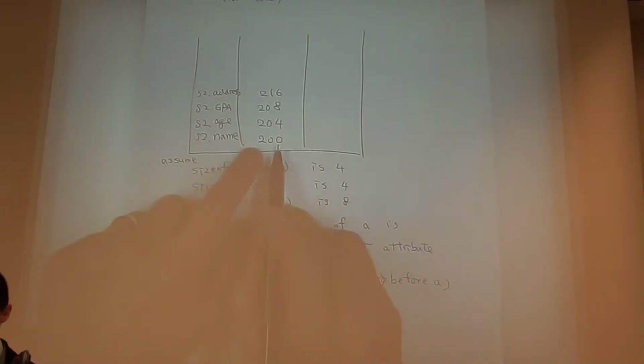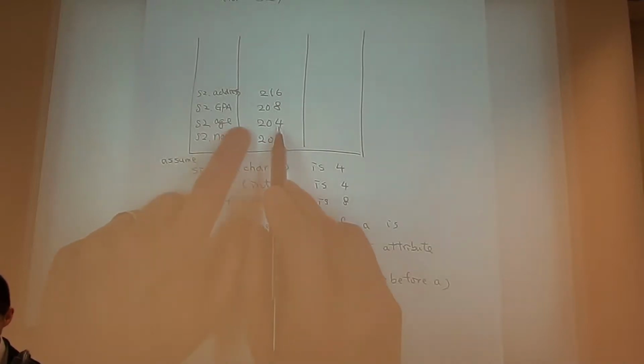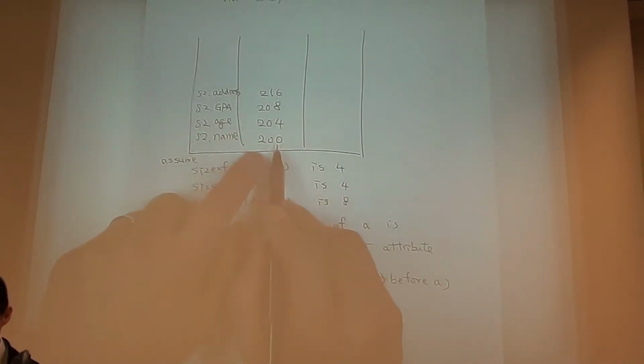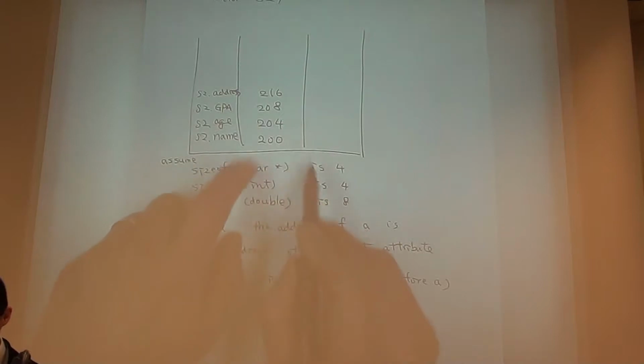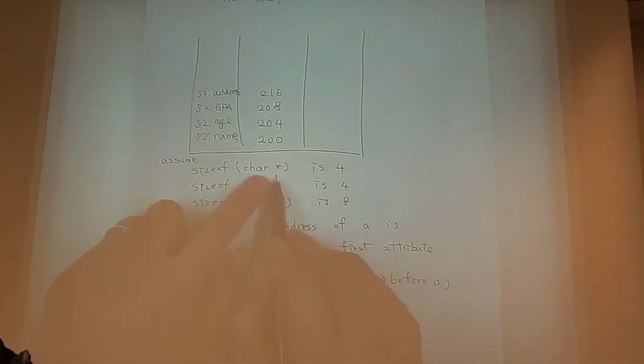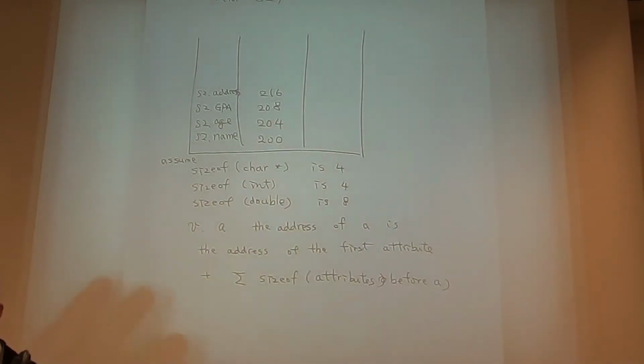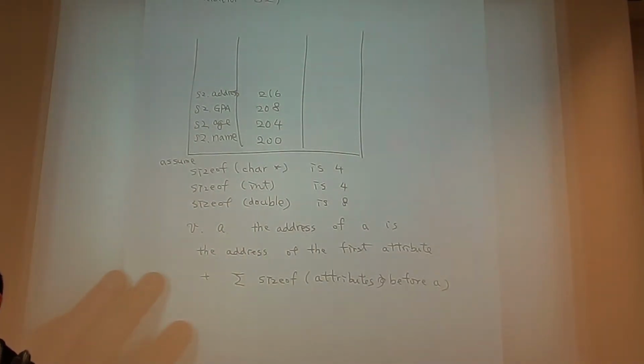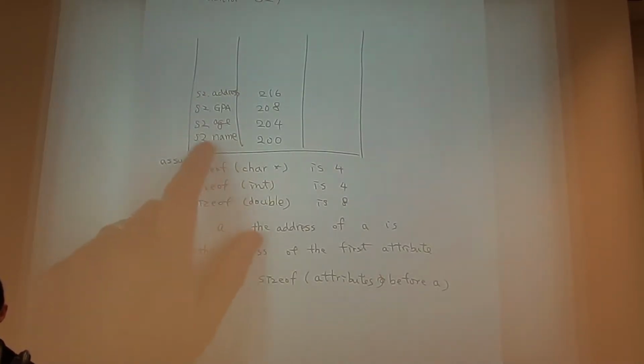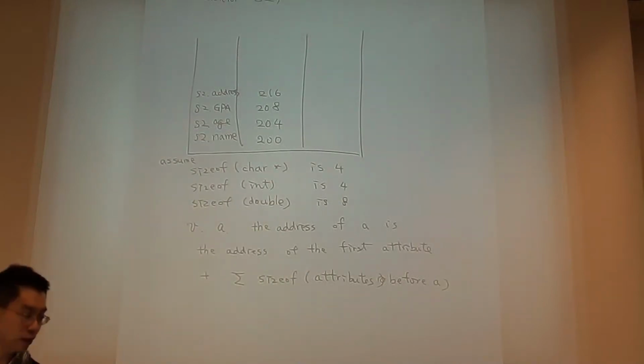So suppose the address starts with 200. Since there's nothing before name, name is the first attribute, so it's 200. The address of age is going to be the address of the first attribute plus the size of character star, because the first attribute is character star, and you just keep adding. But again, you don't really need to know. I know many people will ask, so that's the reason I explain. What you're going to do is use this notation, the period. Okay, any questions so far?